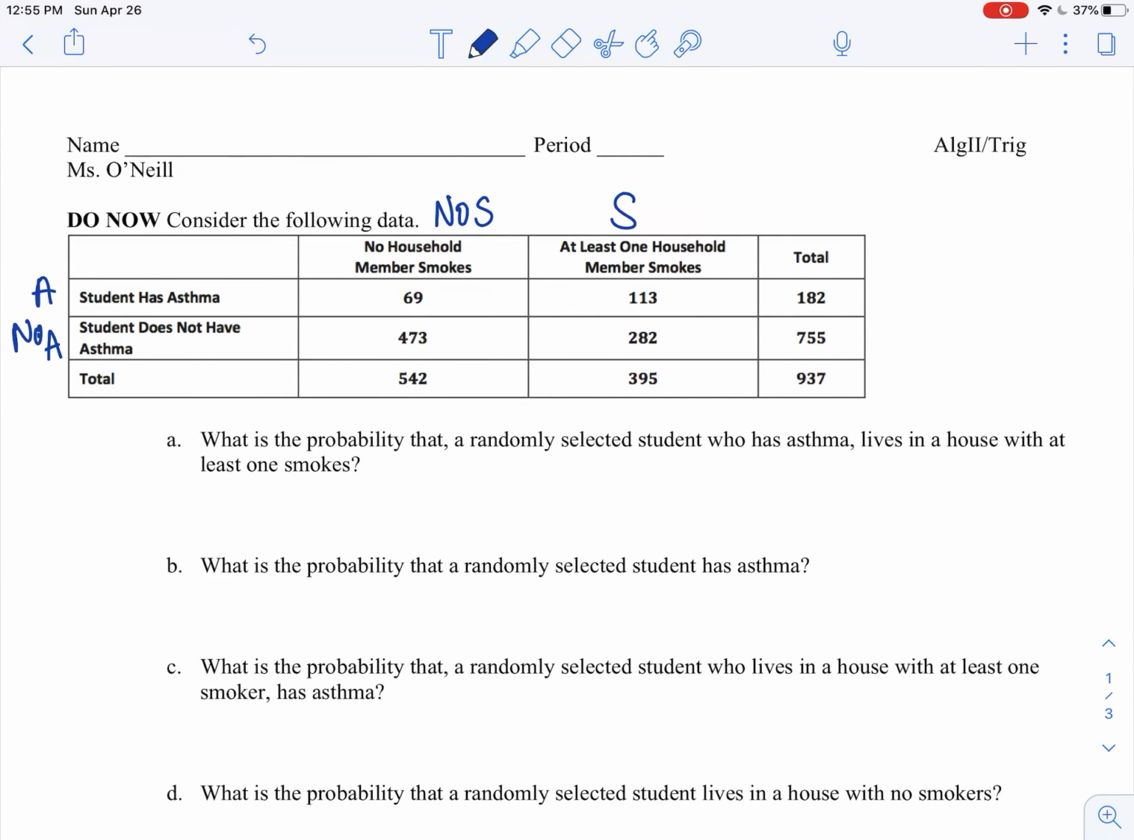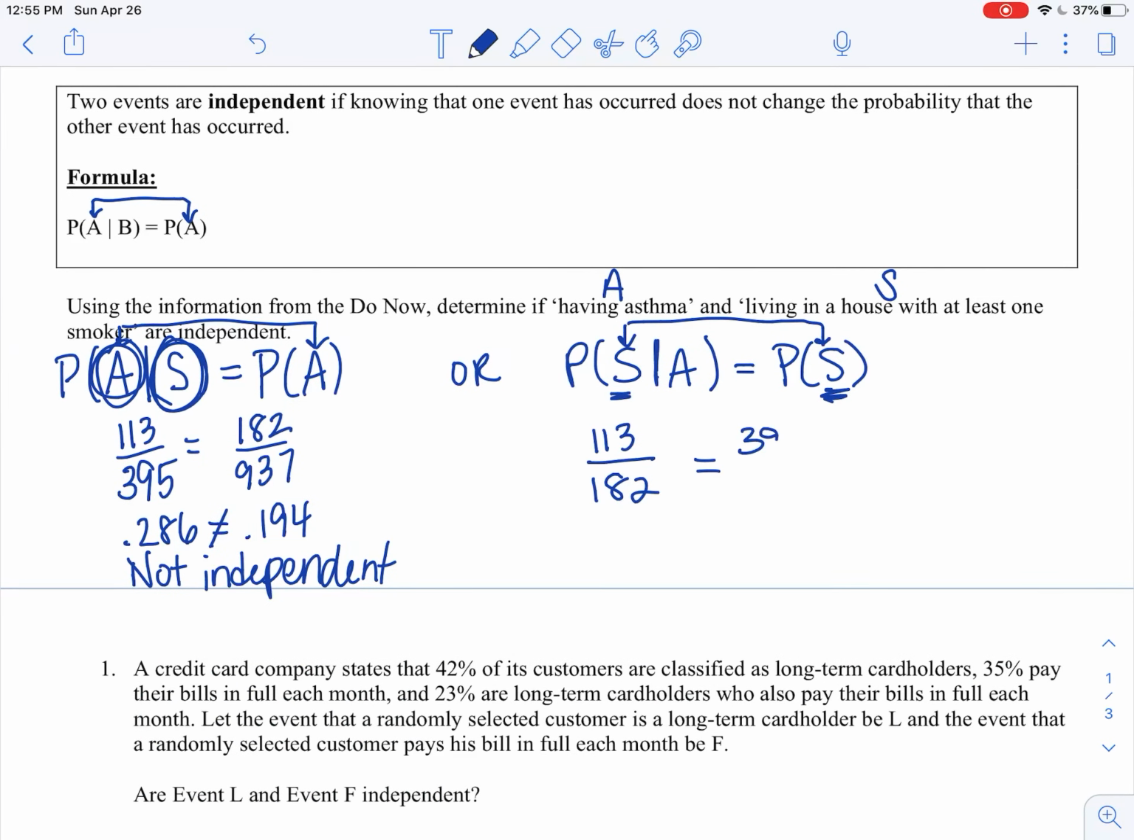Okay, so if I erase this really quick, the chances of living with a smoker, one household member that smokes, 395 out of 937. So 395 out of 937. And when I do that calculation, I get 0.621. And on the right, 0.421. So you can see right here, not equal, not independent.